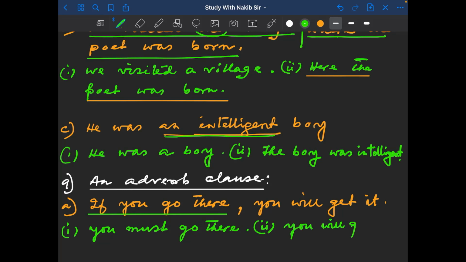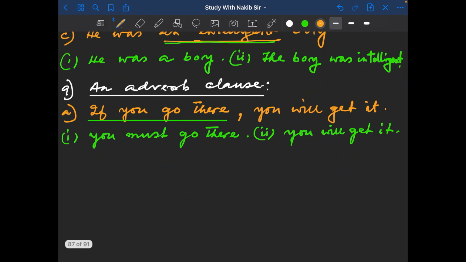You will get it. Okay, so from the sentence, if you go there, you will get it, we have got two sentences. We have got the first sentence from the adverb clause, if you go there, and the second sentence from the principal clause, you will get it. Okay, now take another example. See, as he is ill, he won't do that.